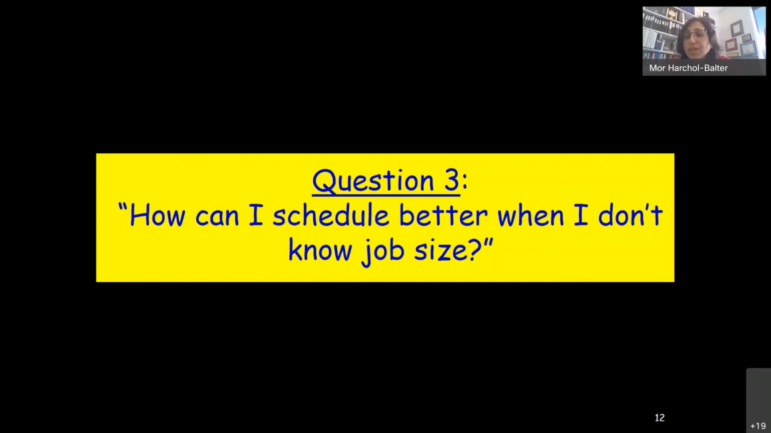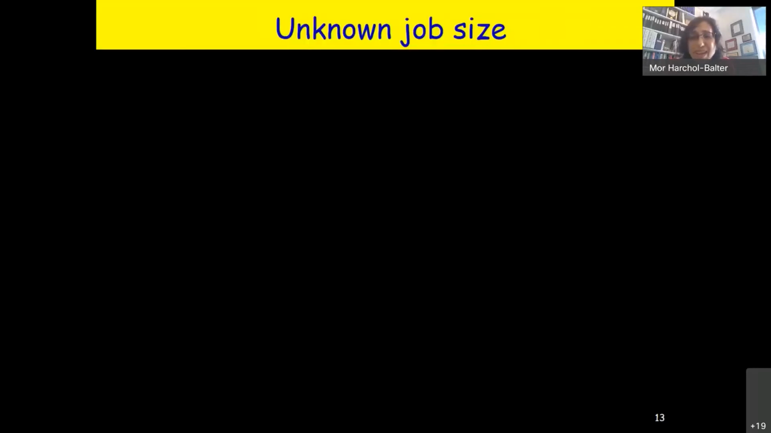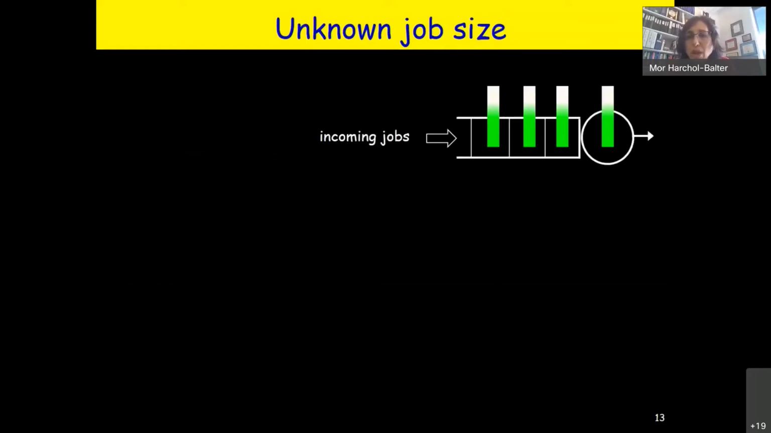I can't do things like SRPT. And this is simply not true. Nobody's stuck with first come, first serve. So let's talk about this. The situation that we're in is the situation of unknown job size. So you have a queue and you don't know who's short and who's long. You just don't know it. You can't tell. So you don't know the job size.